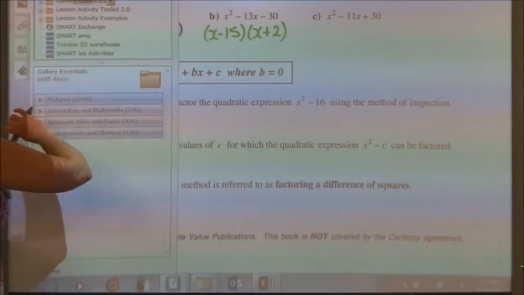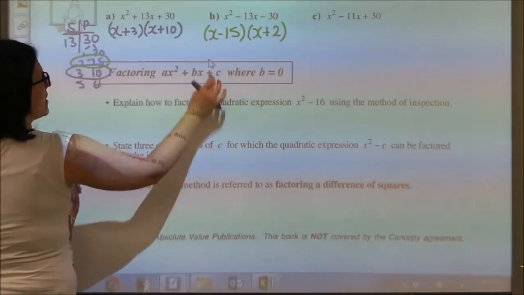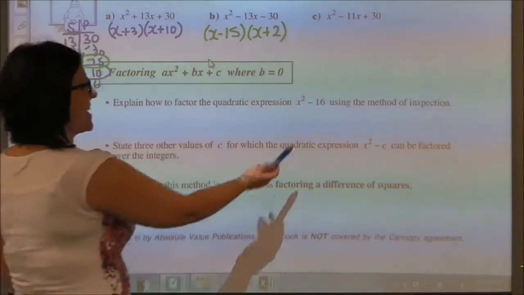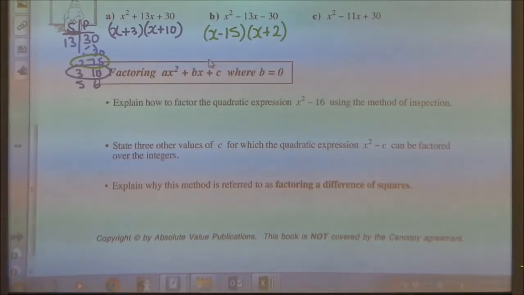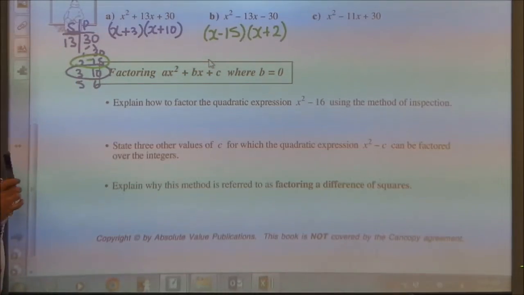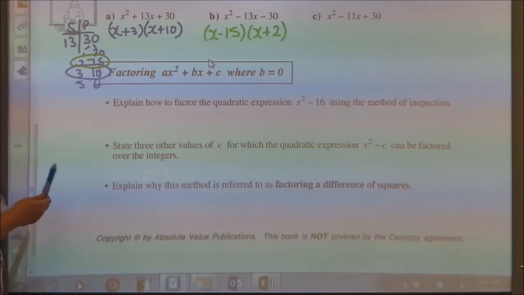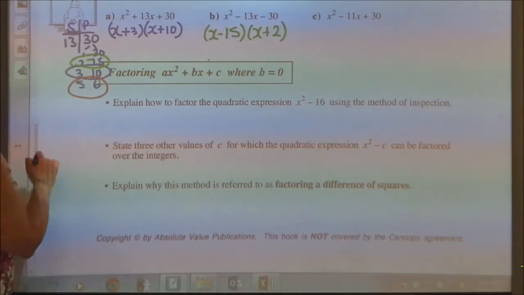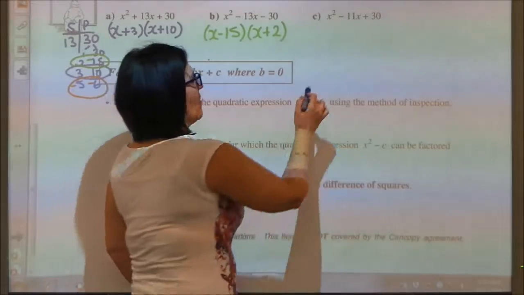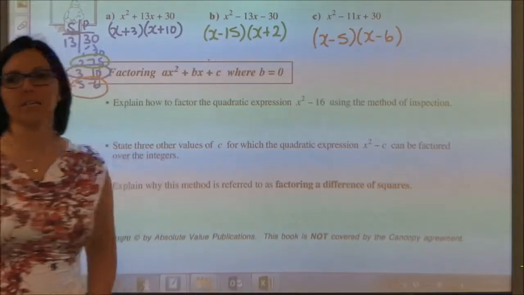Okay? And then in our final question, again, we have a product of 30. The sum is negative. The product is positive. So if the product is positive, again, the two numbers have to be both positive or both negative. Because my sum is negative, they both have to be negative. So I'm finding the sum between them. And the sum that gives me 11 is the 6 and 5. But they would both be negative this time. So I would have x minus 5 and x minus 6.